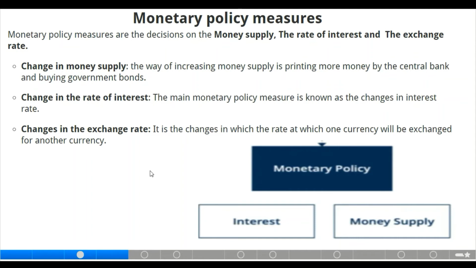Now we have the change in money supply, that is, the way of increasing money supply is creating more money by the central bank and also buying government bonds. And we also have the change in the rate of interest. Of course, interest rate is the cost of borrowing money, and the main monetary policy measure is known as the change in interest rate. We also have the changes in the exchange rate, that is the rate at which one currency will be exchanged for another. Now we move to the next slide.